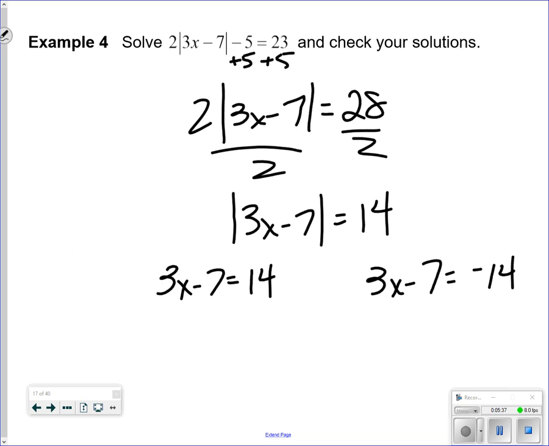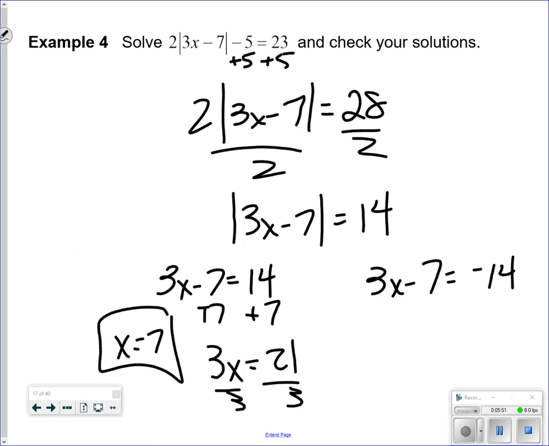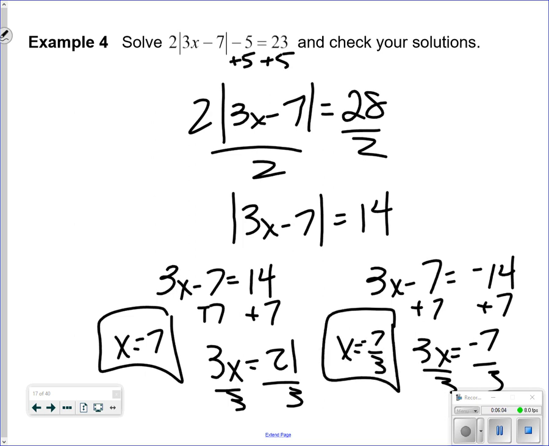and I know I'm going to say negative, but it's not negative distance. So basically what it's saying is you're going 14 to the right and 14 to the left. Solve. So x is equal to 7 is one answer to this problem. Adding 7, divide by 3, x is equal to negative 7/3 is the other one.